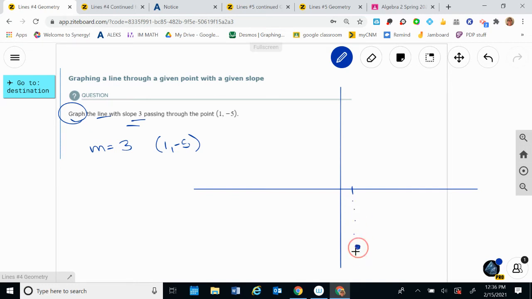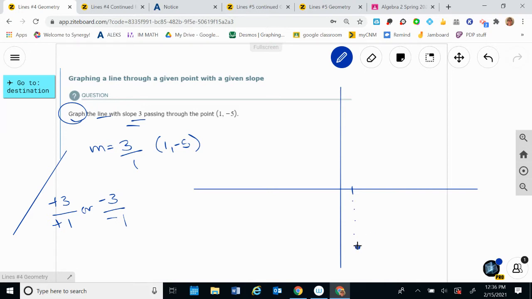There it is. There's the point (1, -5), and the slope is 3, but there's not a rise and a run. Yes, there is, right there. Hopefully you know it's positive. It's 3, so it's going to be kind of steeper. Now you could graph this either by going up 3 to the right 1, or you could go down 3 to the left 1, because both of these are positive 3.